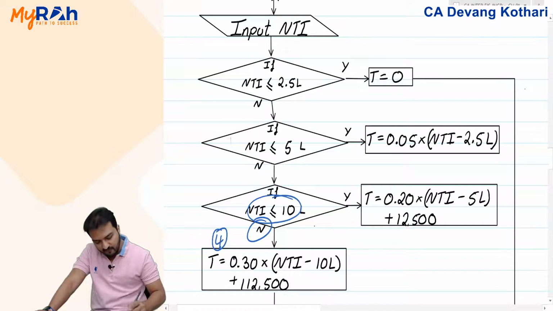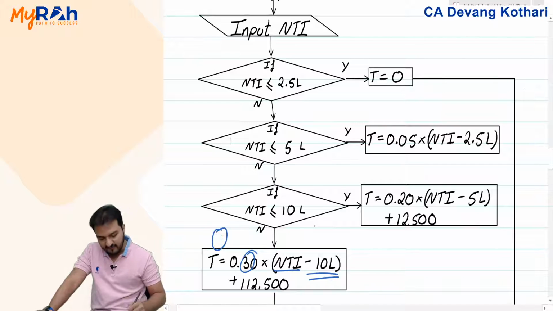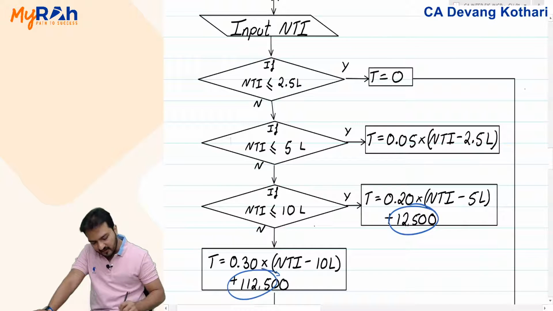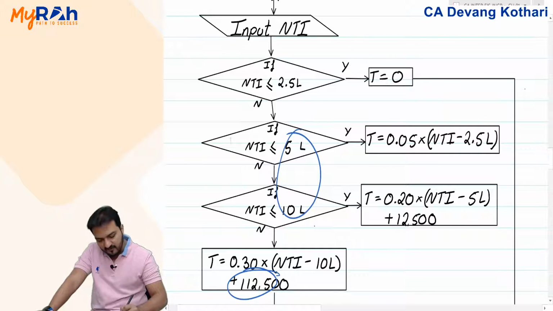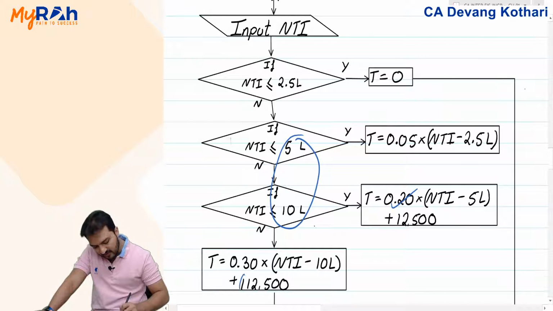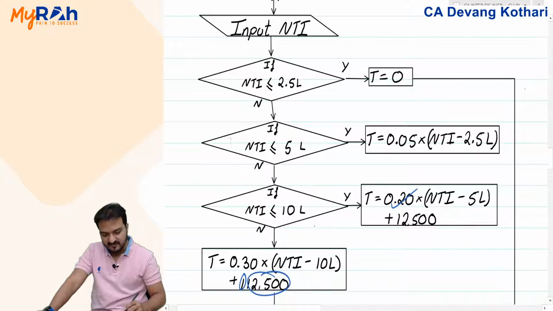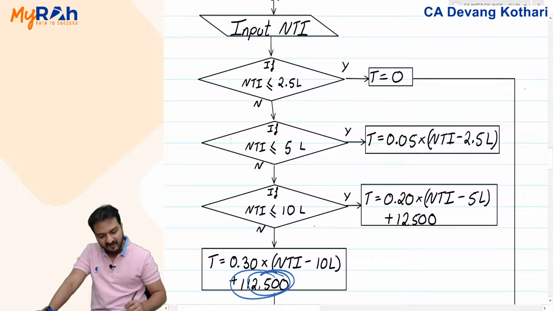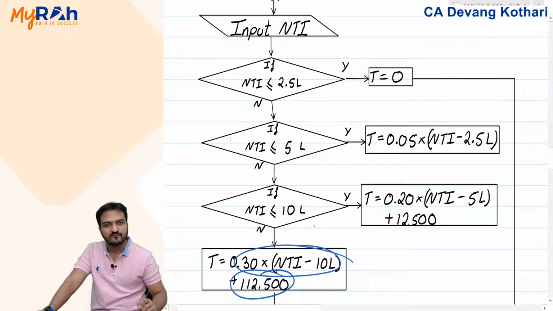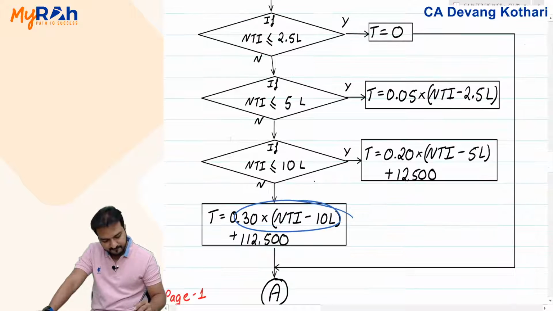That is for income less than 10 lakhs, and if no means it is more than 10 lakhs, so it falls under slab 4. You pay 30% of income above 10 lakhs, plus you pay 12,500, plus you pay another 1 lakh for the income under the third slab. Under the third slab you have earned 5 lakh rupees, on which 20%, 1 lakh, you pay, plus 12,500 you pay under the second slab. Total 112,500 plus 30% of income above 10 lakhs you pay. This becomes your tax payable.